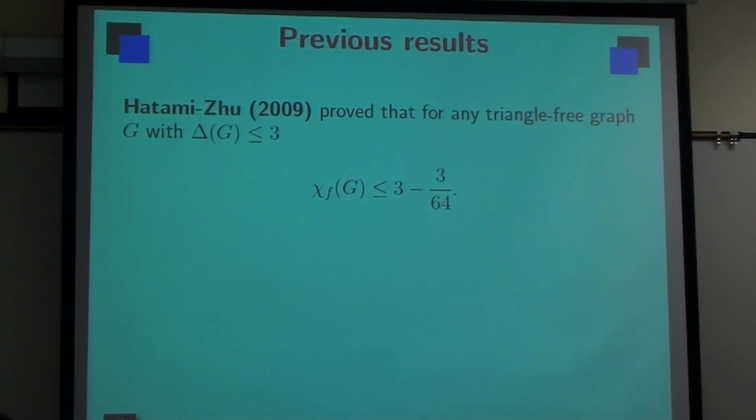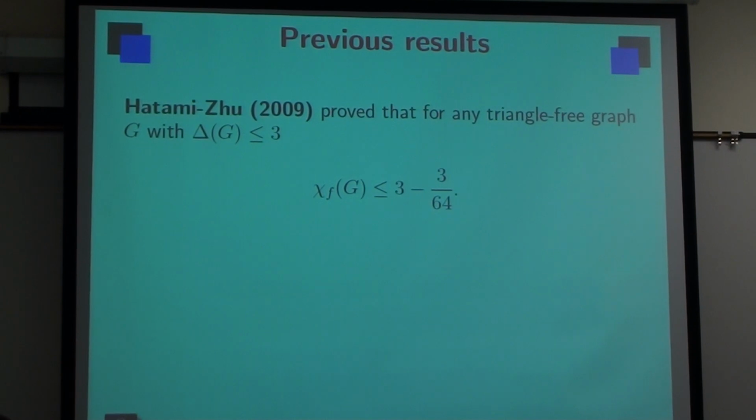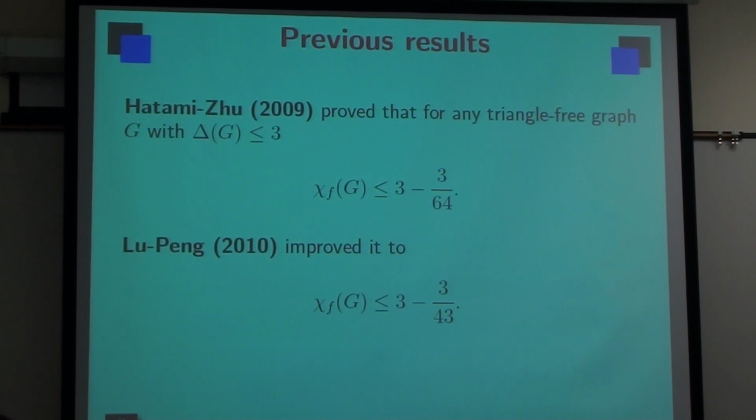Heckman and Zhu in 2009 didn't prove this conjecture, but they proved some bound. They said, I cannot show it's at most 3 minus 1/5, but I can show 3 minus 3 over 64. After we read this paper, we actually improved it a little bit, to 3 over 43. That was last year.